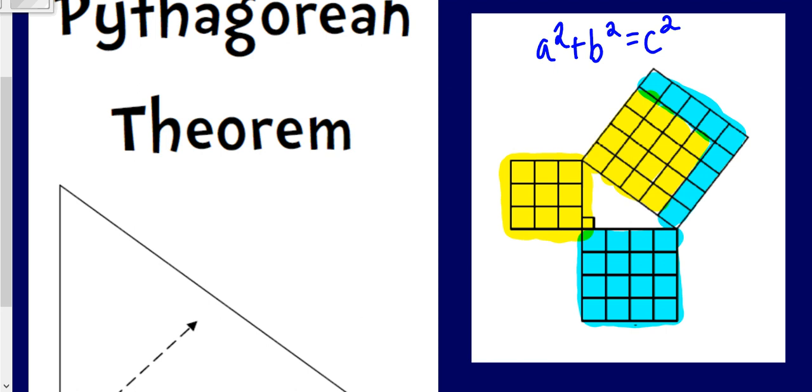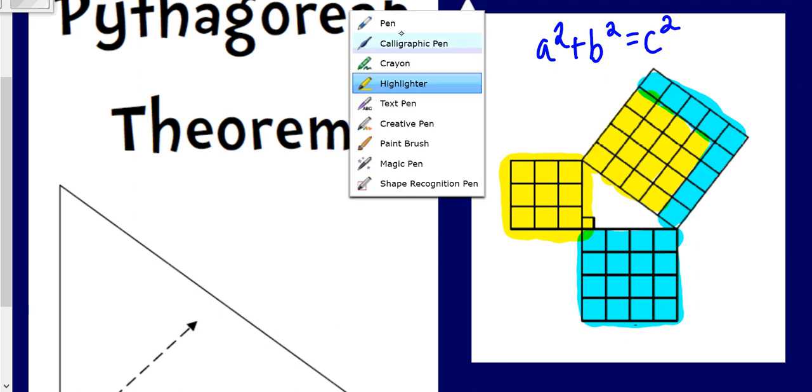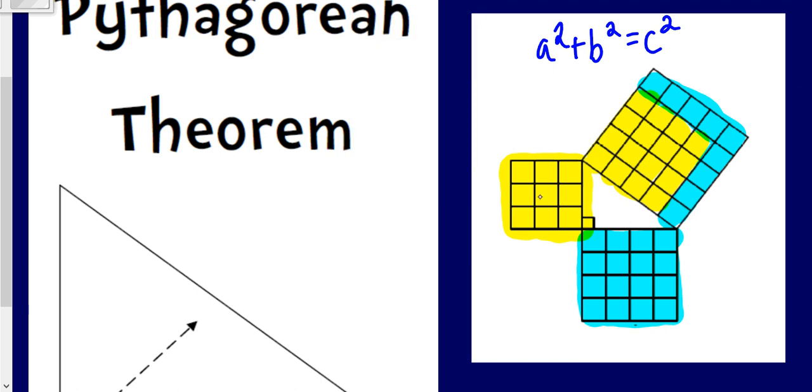Okay, so we spent a lot of time looking at this, and as you can see here, if I found the area of this small square, it would be 9. Of the larger square, I have 16. And when I combine them, I get 25, which is the area of my largest square. And we can use this to help find the side lengths. So my side lengths are 3, 4, and 5 by finding the square root of each of these areas.